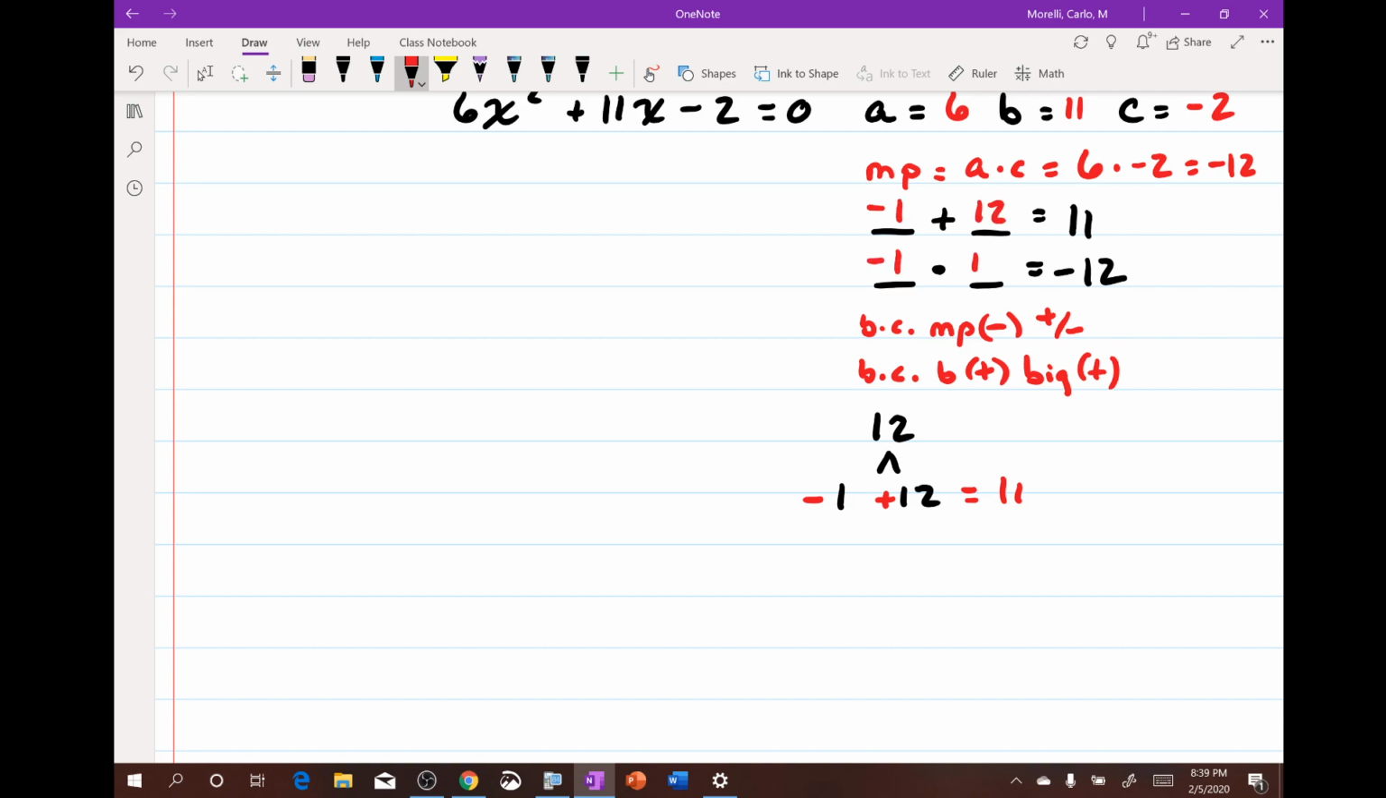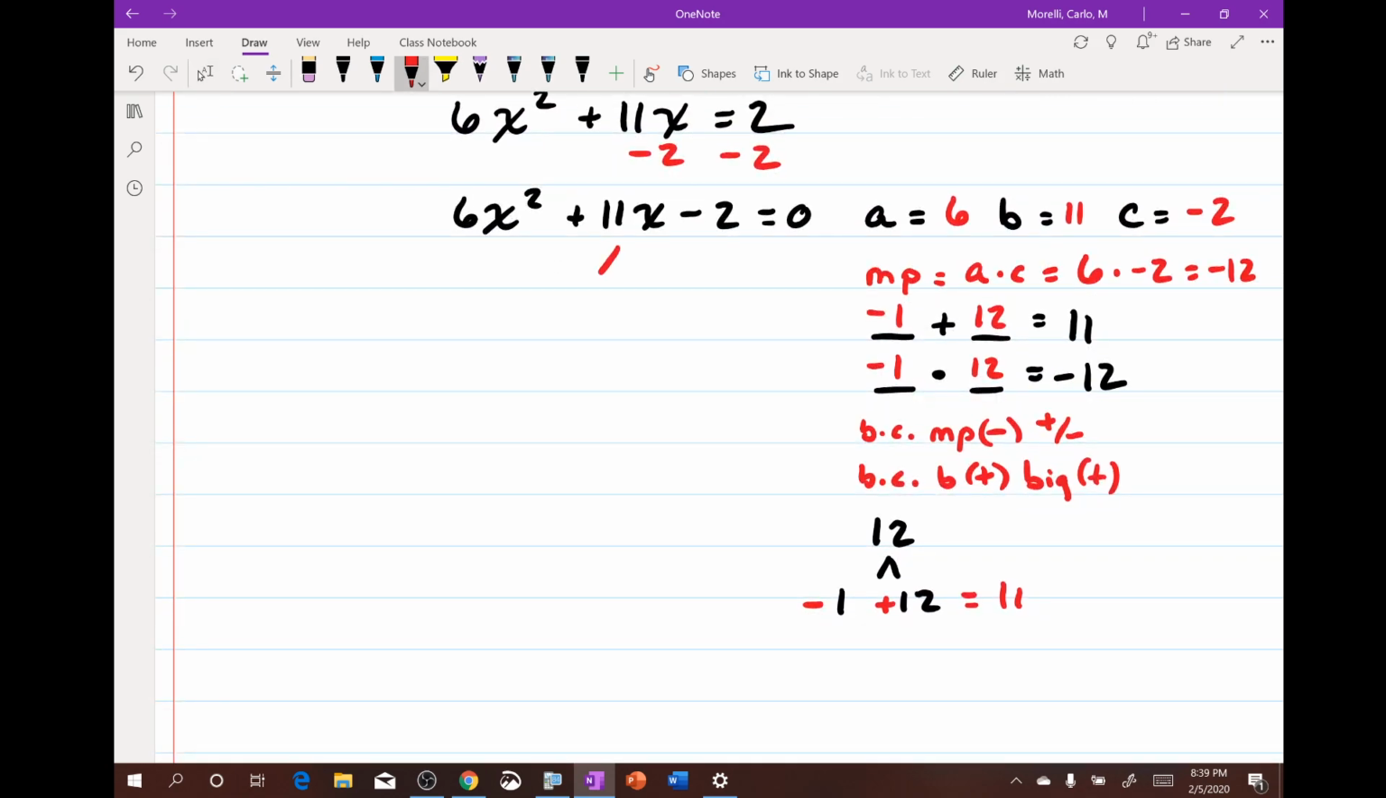Negative 1 and 12. So what we're going to do is split this middle coefficient, put the big number first, 12x and minus 1x, and then we're going to go back and rewrite this. 6x squared plus 12x minus 1x minus 2 equals 0.